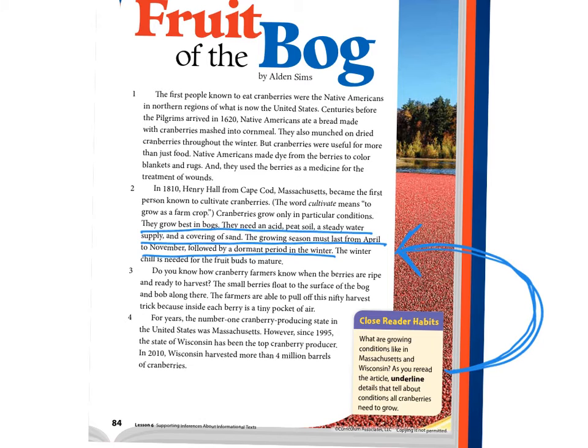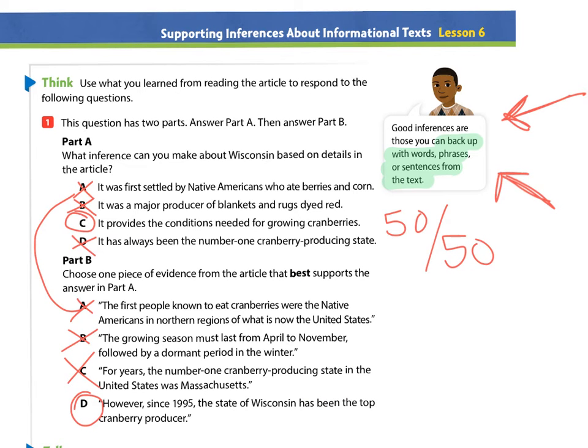So notice how I did underline details that I felt told me about conditions that cranberries need to grow in. I did that because I know in just a moment I'm going to need to answer a question about that. So I wanted you to see where it tells me more about what they need to be able to grow. So now here I want you to look at my model.